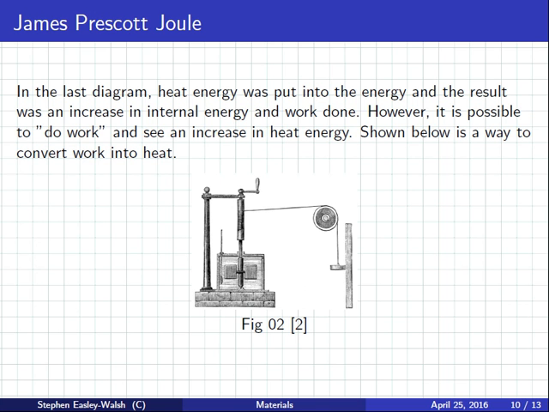So he calculated the potential energy here and the energy here, which we don't know how to calculate yet, but he was able to show that the extra energy that you got here was equal to the potential energy of this. In other words, he showed how to change work into heat, whereas in the last example, we changed heat into work. So if you do this and release it, you'll see that the water will start to warm up.